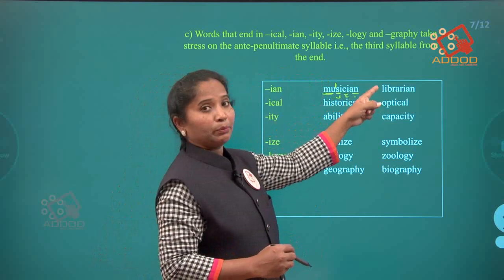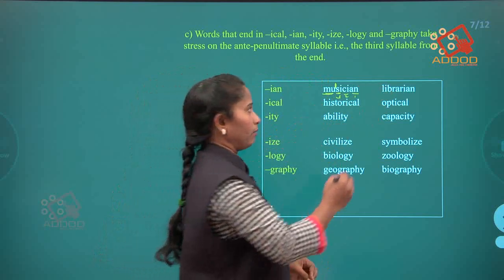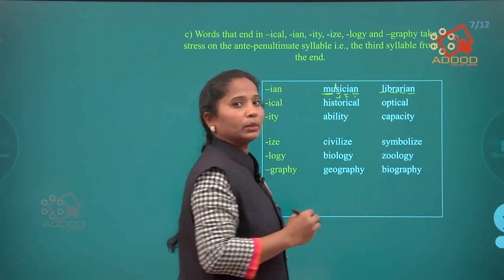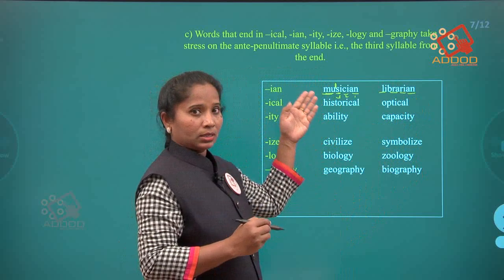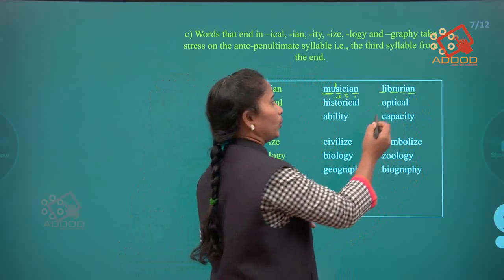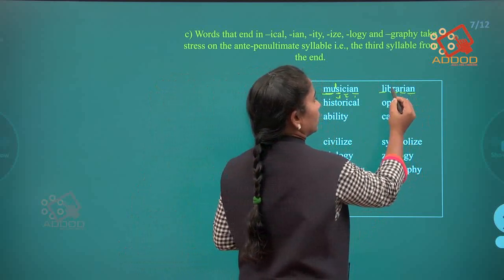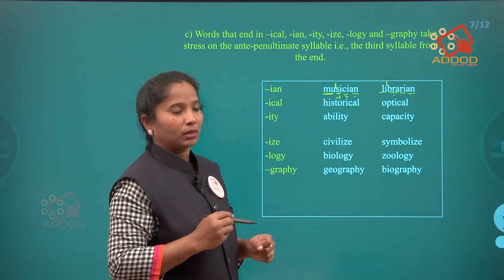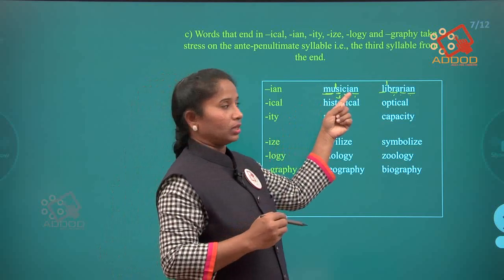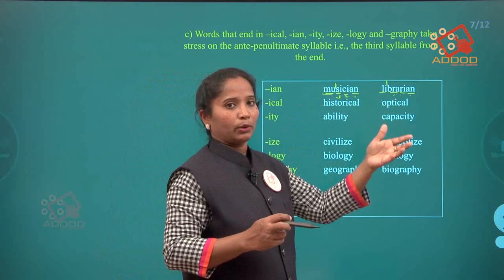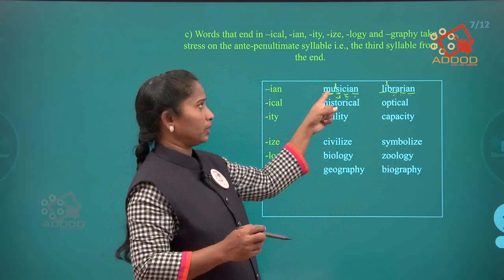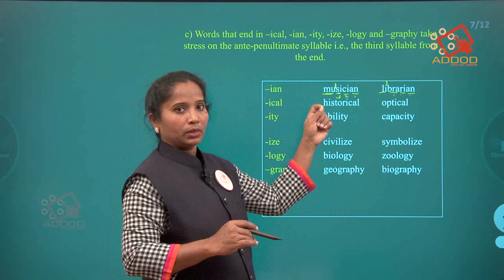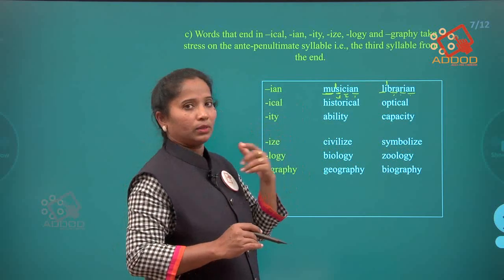Now, librarian. How many syllables do you have? Here also 4 syllables. Then you have to stress on the third syllable from the end. So where is it? 1, 2, 3. And between the I and the B you have to put this stress mark. Okay. So musician, librarian. This is how you have to pronounce, giving stress on that particular syllable. You should not stress on the entire word. Only on one particular syllable you have to give a stress.